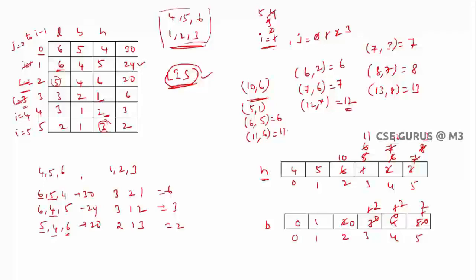Now can I keep 3 5? So 2 is less than 3. Yes, true. 1 is less than 2. Yes, true. 2 is less than 6. Yes, true. So that's why I can keep. So values will be updated here for 3.